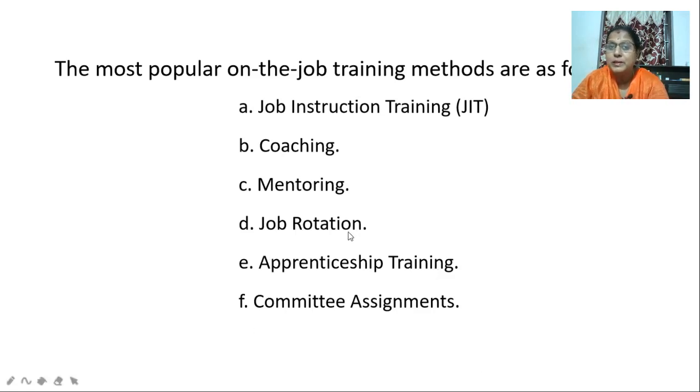Then job rotation tells us about the various jobs you are going to learn. Job rotation we see in the banks. You must be aware of a person who was doing the clerical job or the senior clerical job. After 2 months, if you visit the bank, he or she will be in the cashier's position. So in a bank they have job rotation.